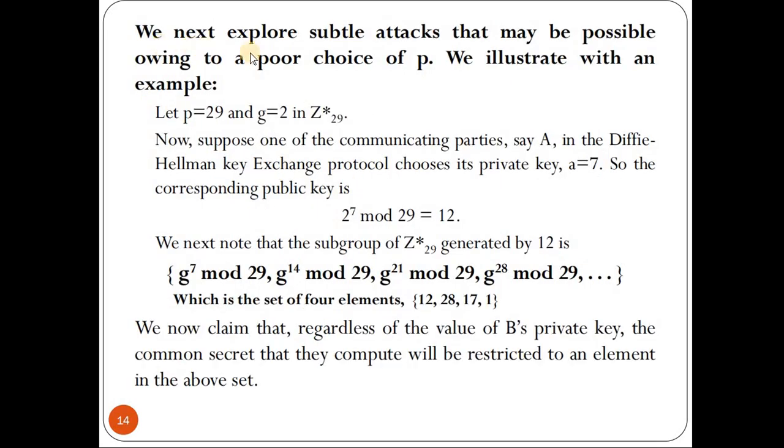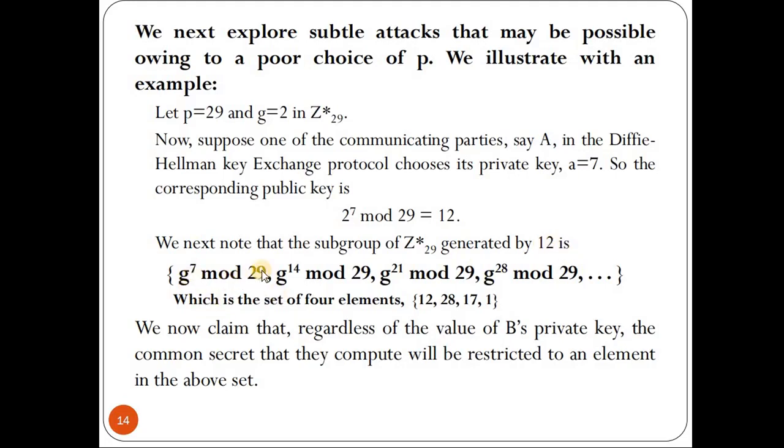We next explore an attack that may be possible for a poor choice of P. Let us consider P equal to 29 and G equal to 2 in Z star 29. Now suppose one of the communicating parties, say A in the Diffie-Hellman key exchange protocol, chooses its private key A equal to 7, that is, the random number chosen by A is 7. So the corresponding public key will be G to the power A mod P. G is 2 and A is 7, so 2 to the power 7 mod 29, we will get 12.